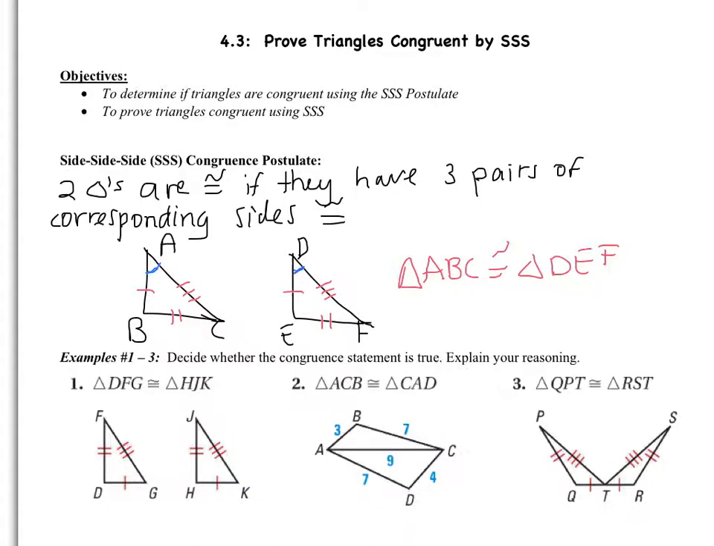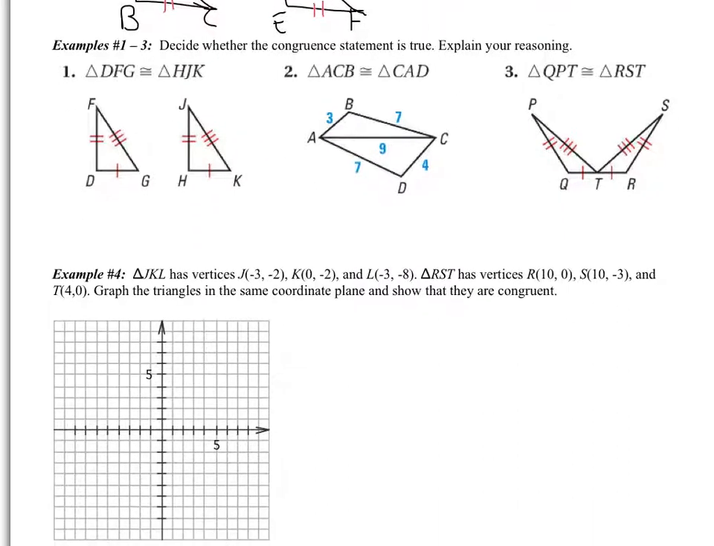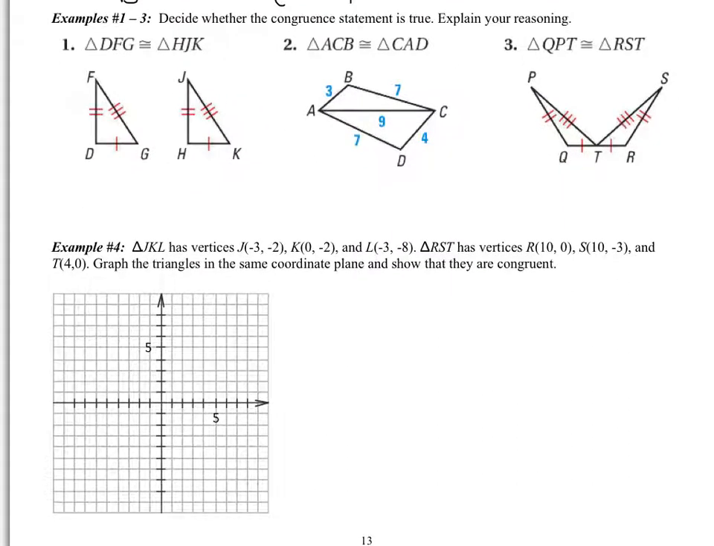Okay, so again, all this is saying is two triangles are congruent if we have three pairs of sides congruent. So let's look at examples 1 through 3. It says decide whether the congruent statement is true, and then explain your reasoning. So looking at example 1, I have two triangles where three pairs of sides are congruent. So yes, these triangles are congruent by SSS, that's true. But we need to make sure that the congruency statement is true.